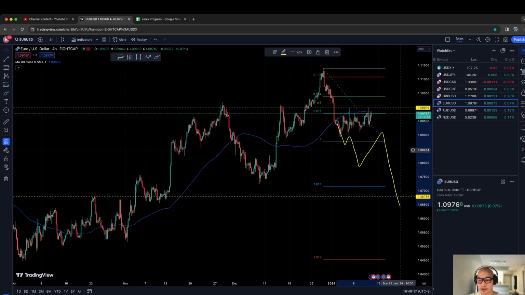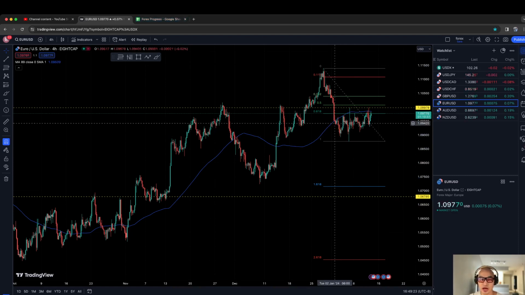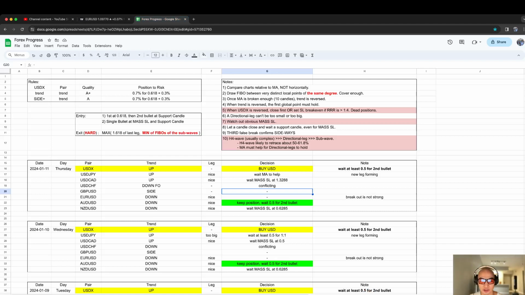So in this case, technically the trend is still down, but my breakthrough is not really strong. I don't see any strong downtrend, so that's why I'm not trading Euro USD. Trend is down, leg size is nice, but my down breakout is not strong, so there's no strong trend. So that's why I'm not trading Euro USD.